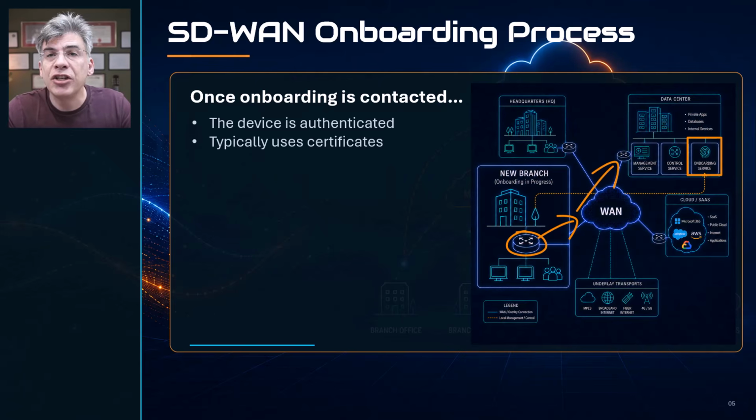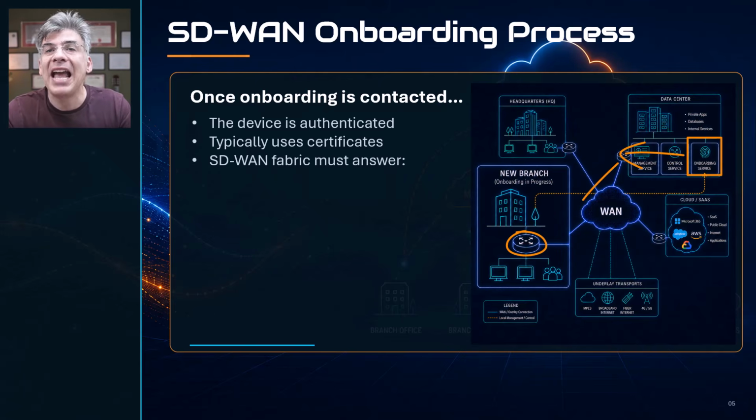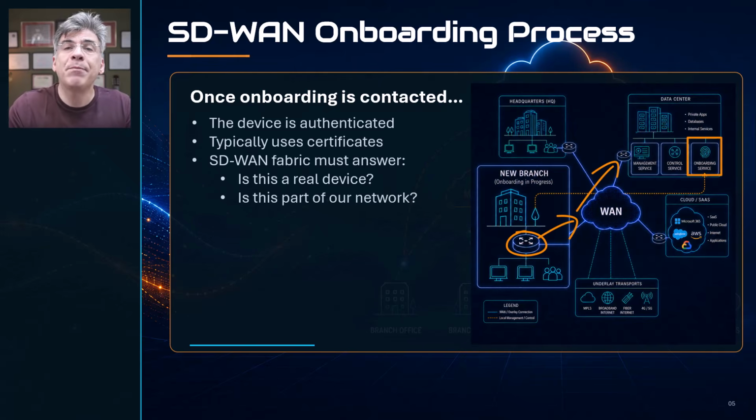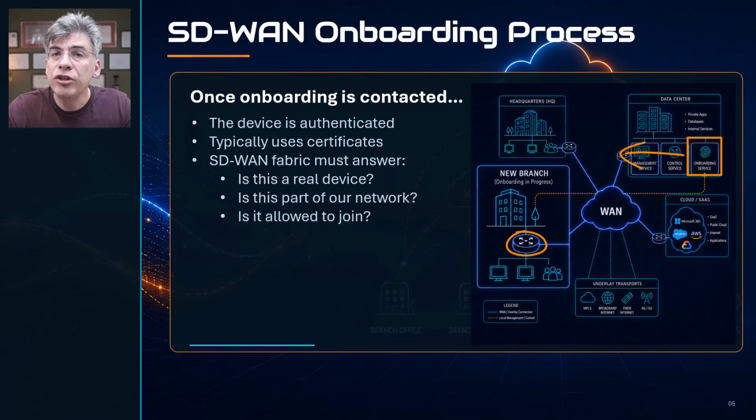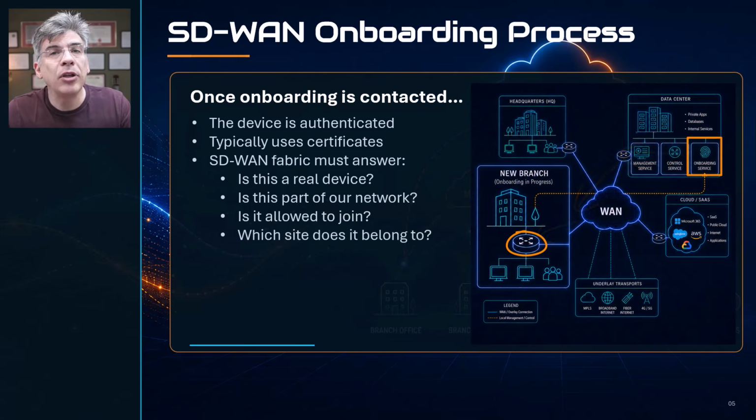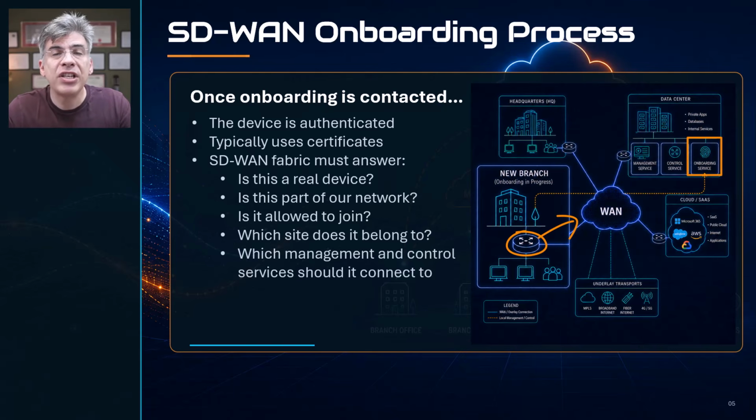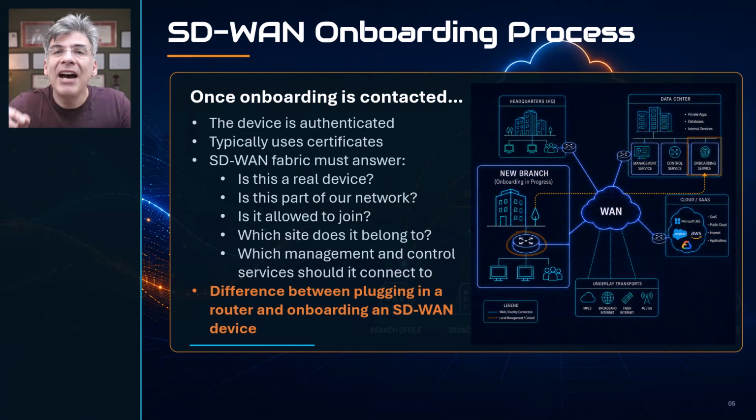During the authentication process, the SD-WAN fabric must answer questions such as, is this a real device? Is this device part of our organization? Is it allowed to join this fabric? Which site does it belong to? Which management and control systems should it be connected to? If the device is not trusted, it should not become part of the SD-WAN overlay. This is one of the key differences between simply plugging in a router and gaining internet connectivity and securely onboarding a device into an SD-WAN fabric.